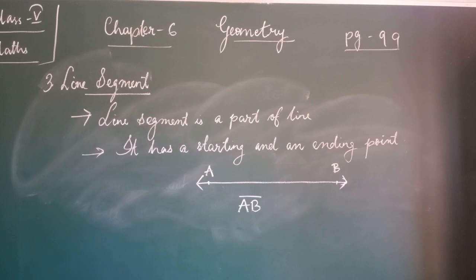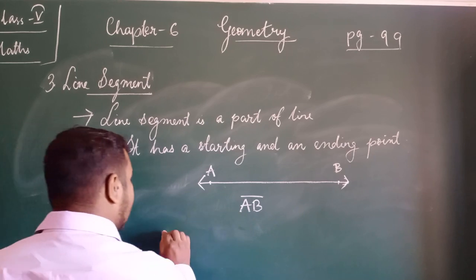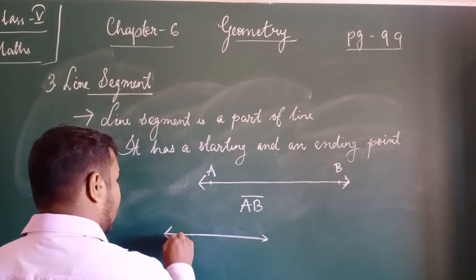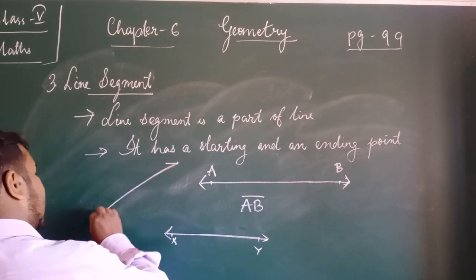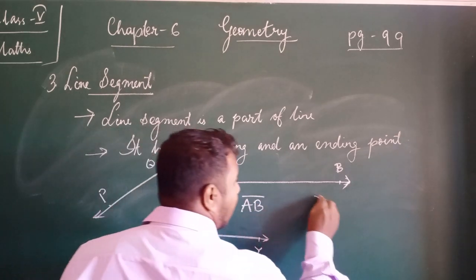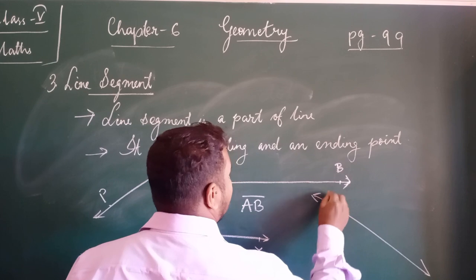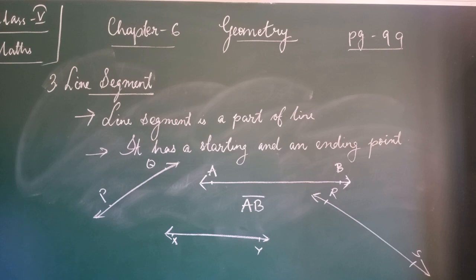Now, when AB is becoming a line segment, then what all things you can get? Line segments are of different length. XY is a line segment. Like this also a line segment is there. PQ, suppose you can take a line segment like this also. RS. Okay. So likewise, different types of line segments are there and different types of length are also there. Okay, so this is all about line segments.